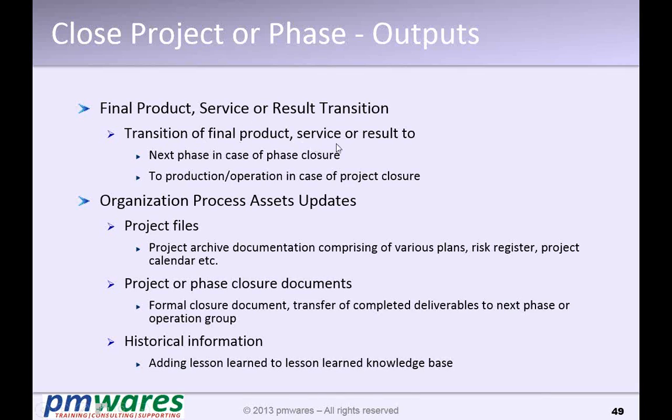So, transition of the final product, service, or result to the next phase in case of project phase closure, or to production operation in case of project closure. Normally, the updates to the organizational process assets that come here are that the project files get added to the historical information. So all the documents which are part of the project become part of the organizational historical information. The formal closure document, the transfer of the deliverables to the next phase or the operation, and the lessons learned get added to our knowledge base.